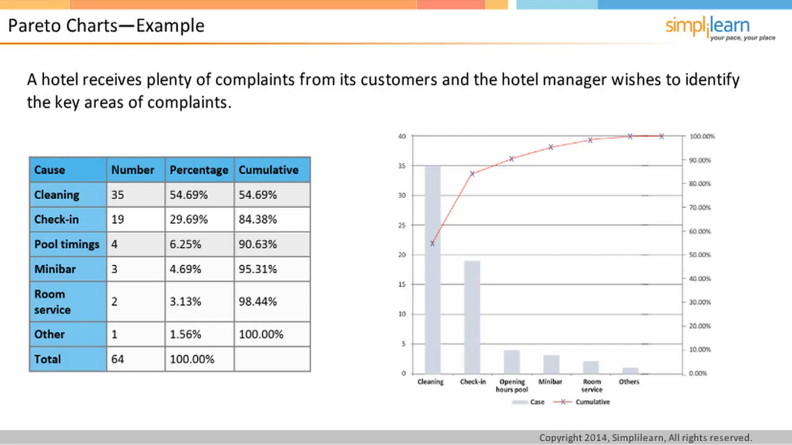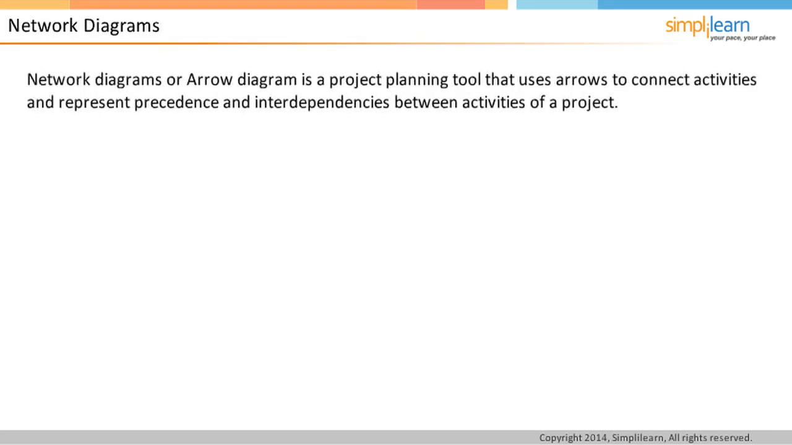Network diagrams are one of the tools used by the project manager for project planning. They are also sometimes referred to as arrow diagrams because they use arrows to connect activities and represent precedents and interdependencies between activities of a project.